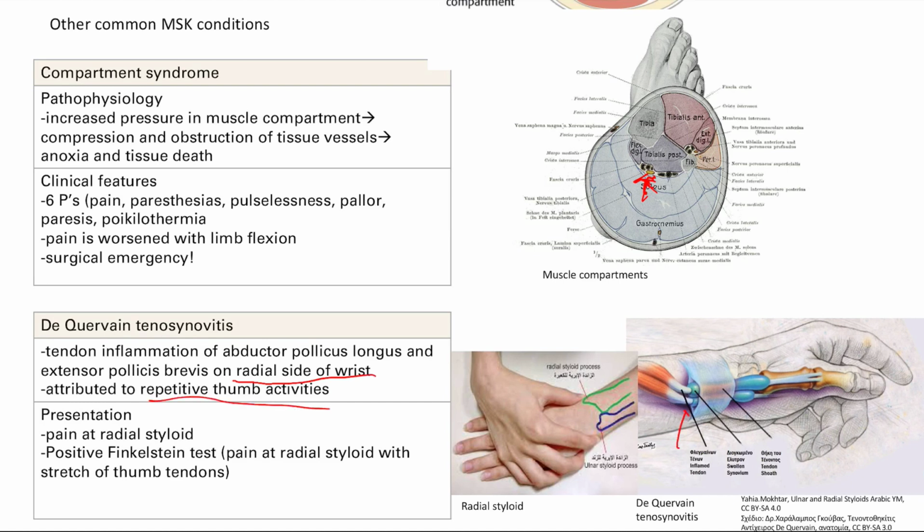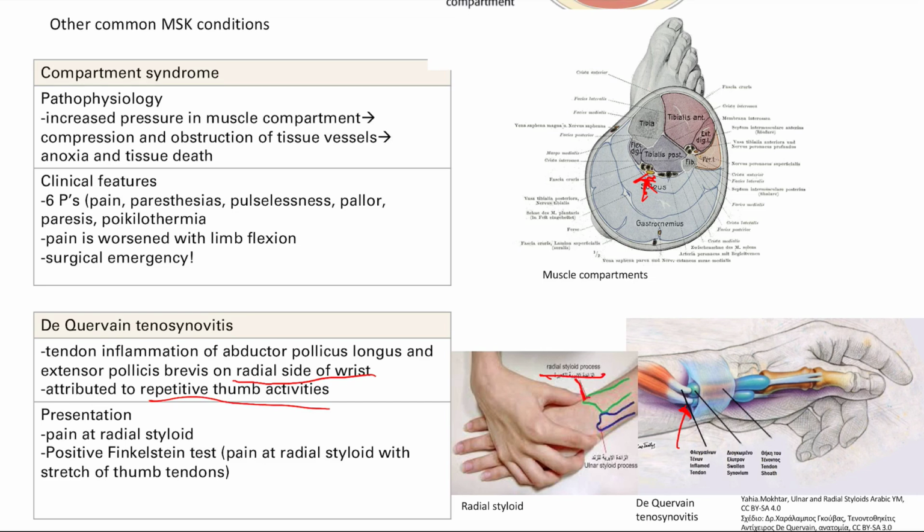You can see here as these are the tendons. You repetitively use your thumb, it's going to rub and rub and rub and cause inflammation and cause pain. And again, it's radial side of the wrist. You're going to have pain at the radial styloid. I've highlighted the radial styloid here.